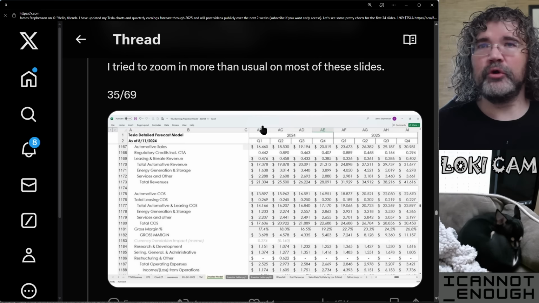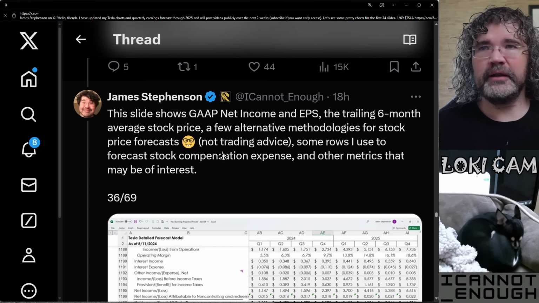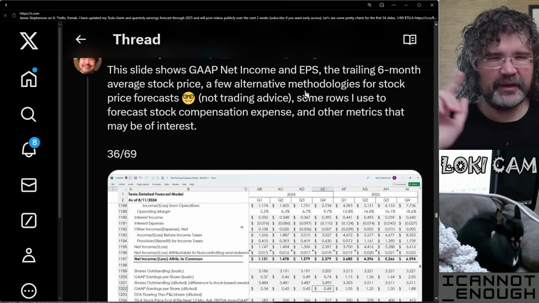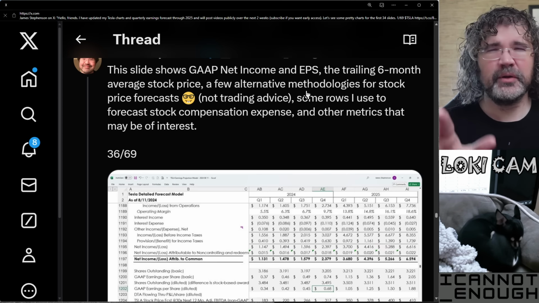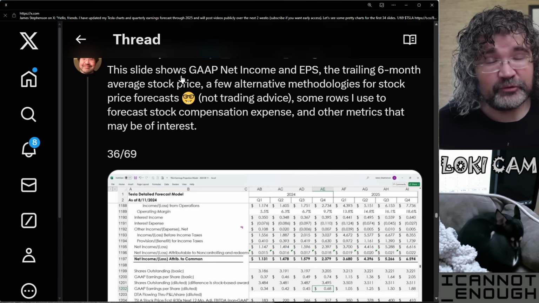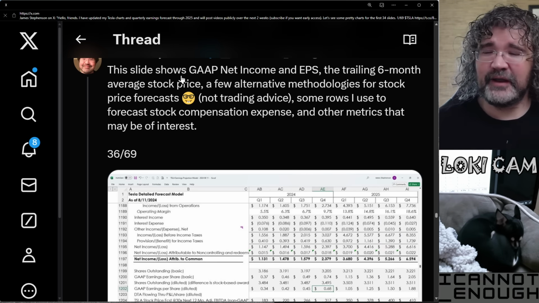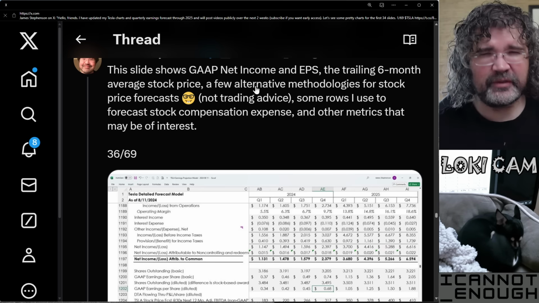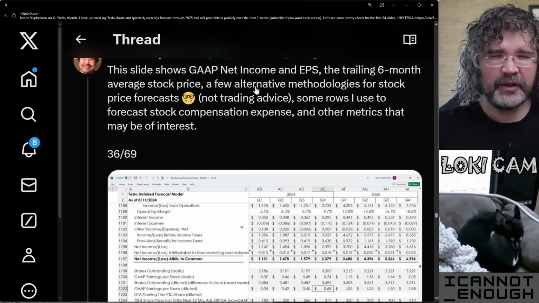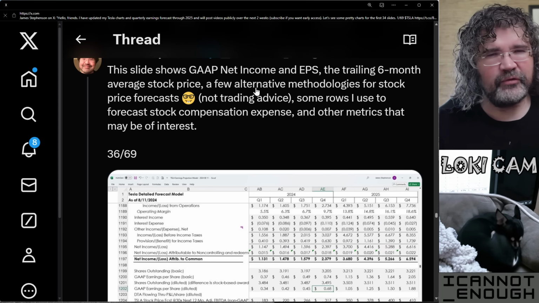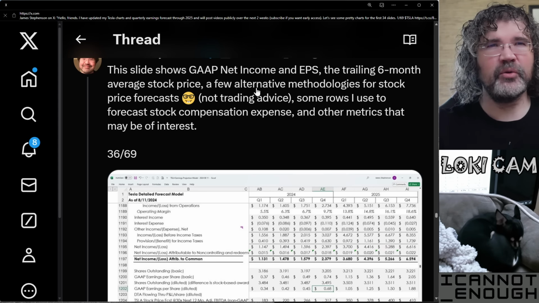I guess I'll show you one more tweet in this video, and then I'll call it quits. This slide shows GAAP net income and EPS, not to be confused with non-GAAP, which is the one Wall Street cares about. GAAP is the one that GAAP accountants care about. The FASB, Financial Accounting Standards Board, likes the GAAP net income number. Wall Street doesn't. They like non-GAAP because they don't consider stock-based compensation to be a real expense. It's non-cash. So Wall Street says throw that out and then tell me how much you earned.